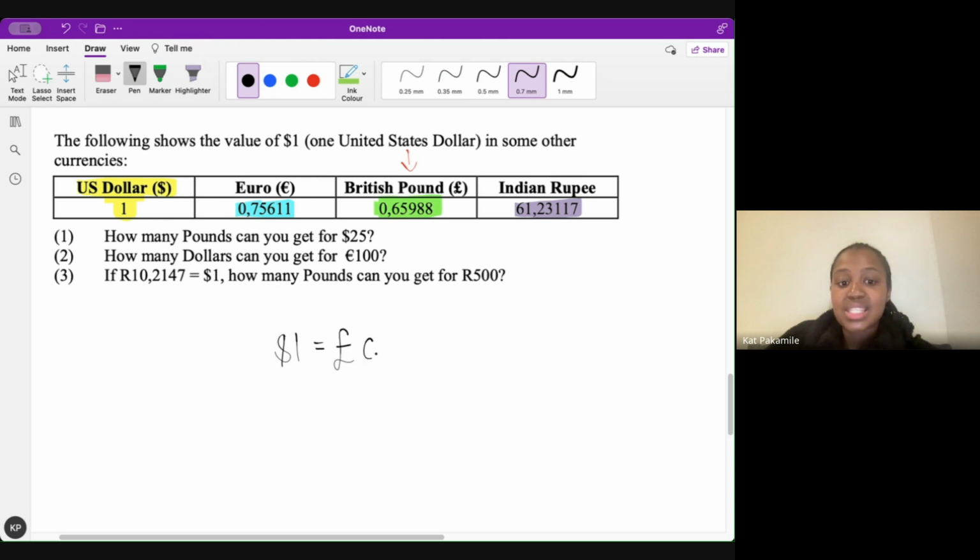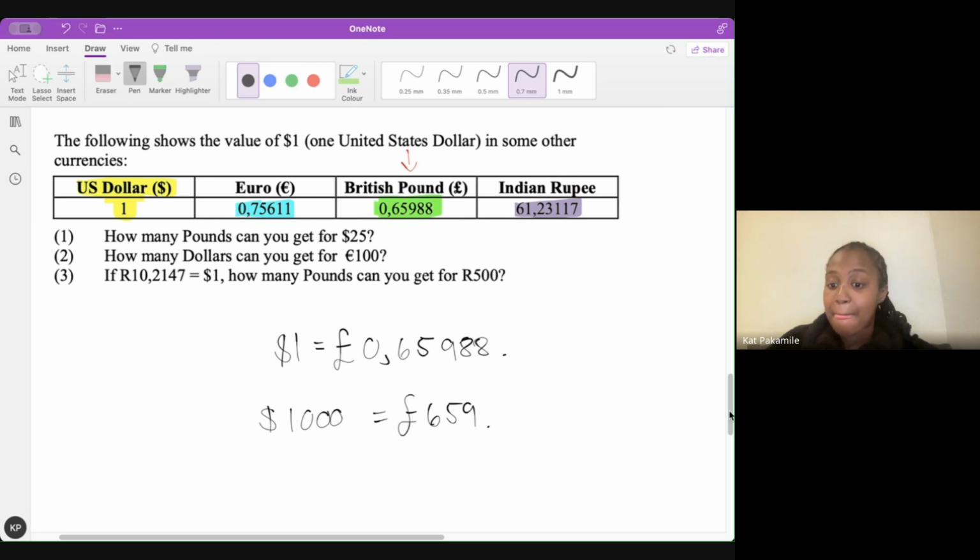It's worth cents. Do you understand what this means? A full dollar in the US is equivalent to cents. So for instance, let's say you're going on vacation, on a holiday, to Britain, and you come from the US. And you take with you 1,000 US dollars. This is only going to be worth about 659 pounds. So do you see why it is stronger?